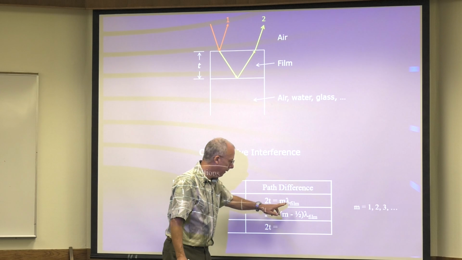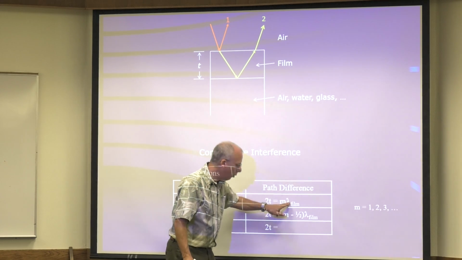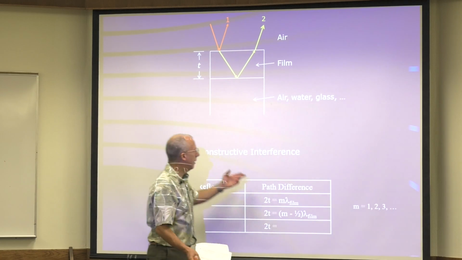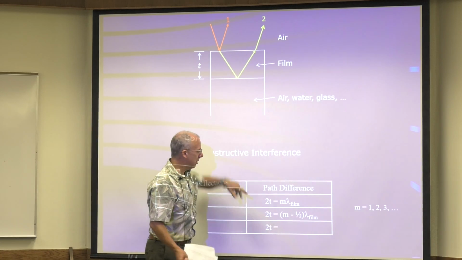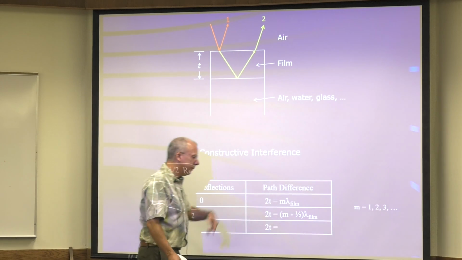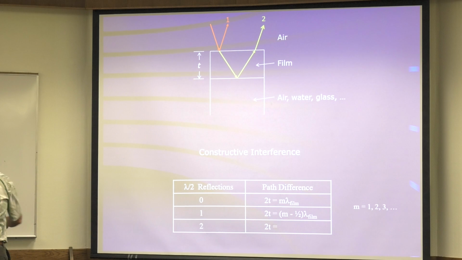I'm just saying this is lambda, 2 lambda, 3 lambda, not 0 lambda, because that doesn't make any sense, right? That would make this thing not exist. But here it's 1 half, 3 halves, 5 halves. Okay? All right, next one.